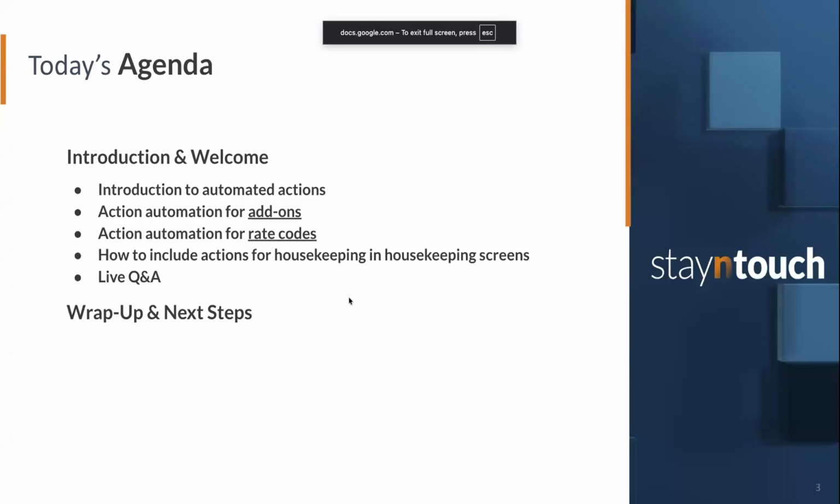All right, so just a recap of everything we covered today. We reviewed automated actions, action automation for add-ons and rate codes, and how to include actions for housekeeping in the housekeeping screens.